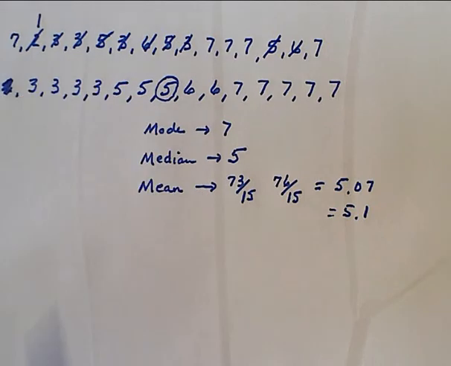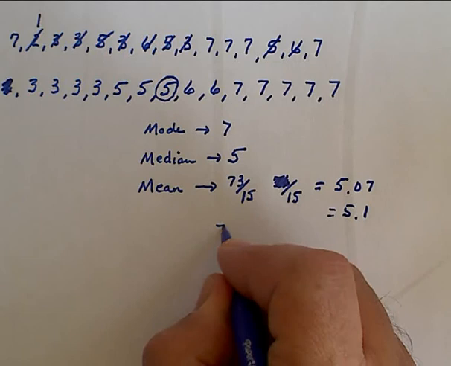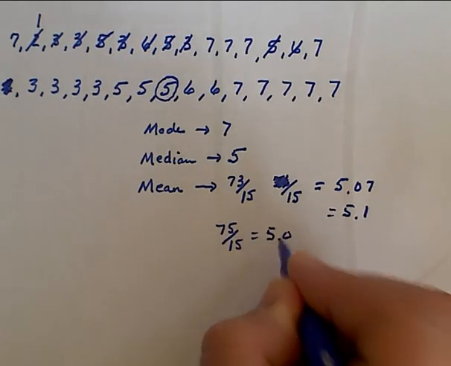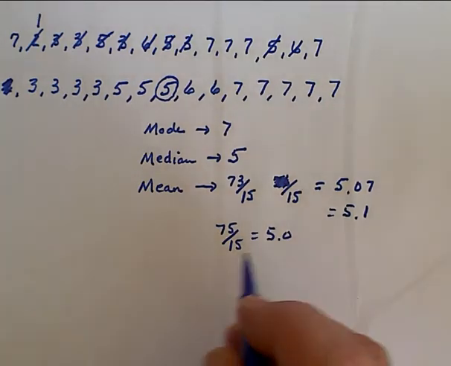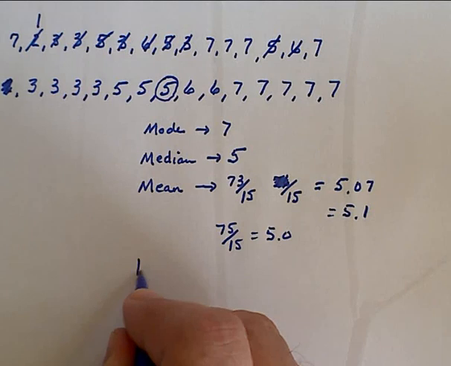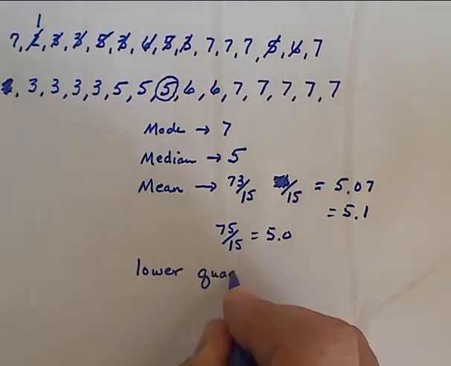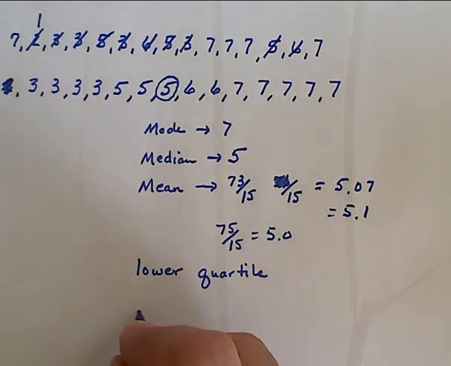So I'm glad I fixed that. So that means 75 over 15, which is exactly 5.0. And that's perfect. Okay. Now, here's the other thing with the lower quartiles and upper quartiles. What's nice about this number 15 is that the quartiles also break up into odds.